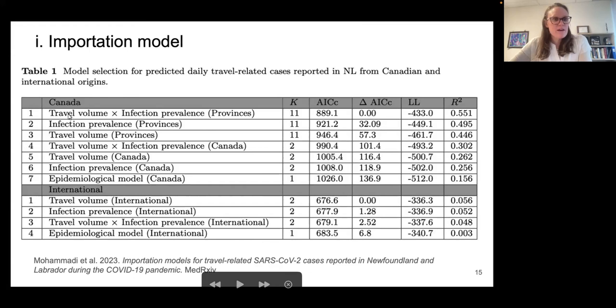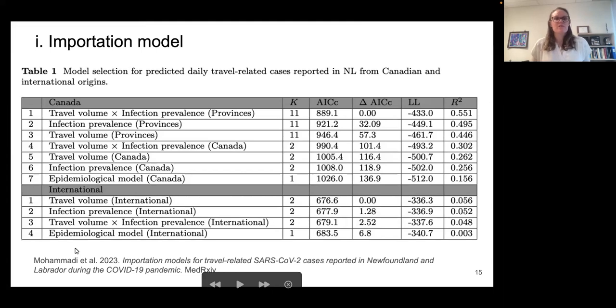And then we have our response variables, Canadian travel-related cases and international travel-related cases. And we compared a number of different ways of modeling this. So that was a very mechanistic way that I just outlined. But if you remember, I said originally I was doing a Poisson regression, a statistical model, and doing quite a good job of predicting travel-related cases. So we did a number of different statistical models that considered estimated travel volume and infection prevalence, or just infection prevalence for each of the different provinces.